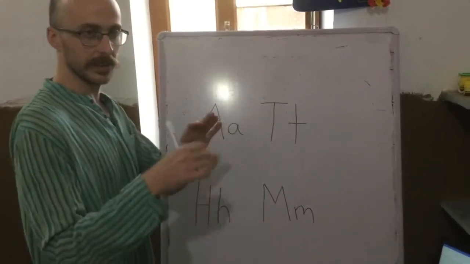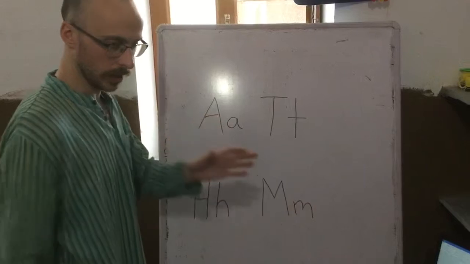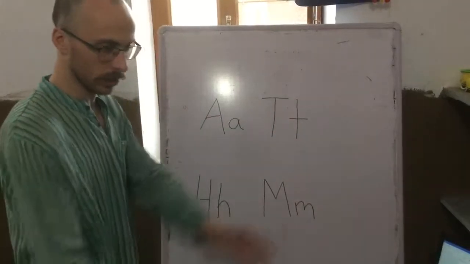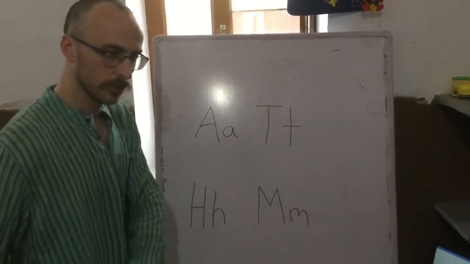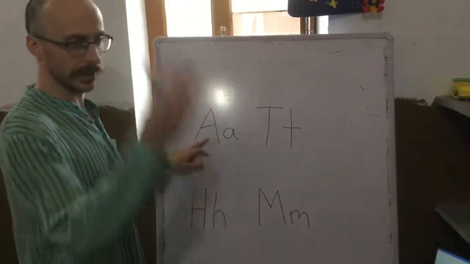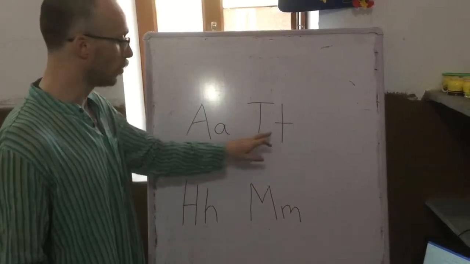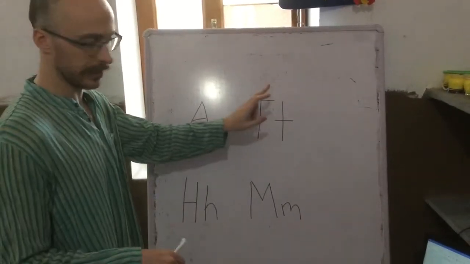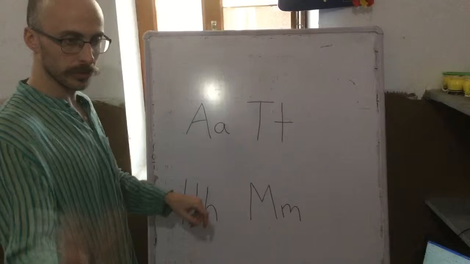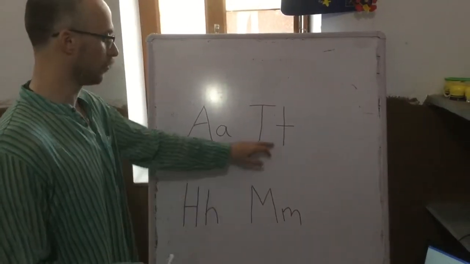And then you can split it into smaller groups. So if the students are sitting in rows, you can number each row: row 1, row 2, row 3, row 4. You say row 1, stand up, and row 1 has to stand up and say A. Okay, row 2, stand up. Row 2 has to stand up and say T. Row 3, stand up, M. And row 4, H.